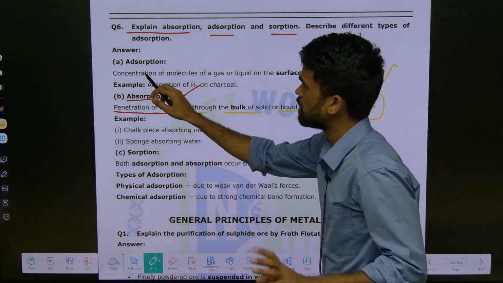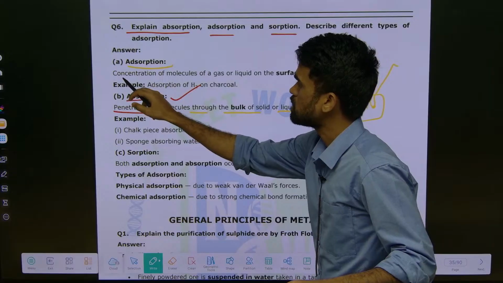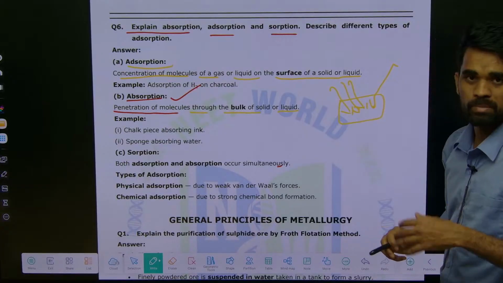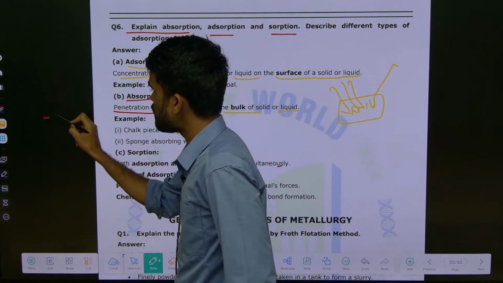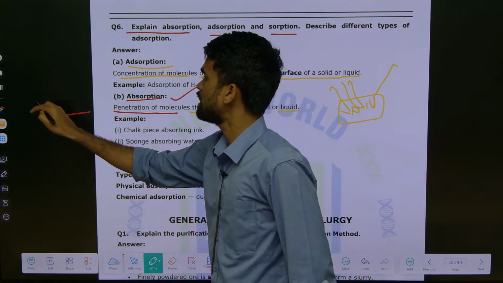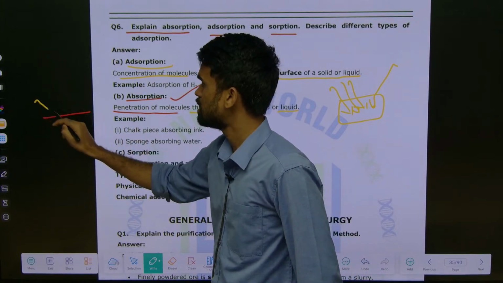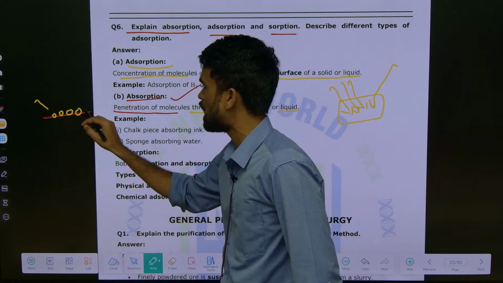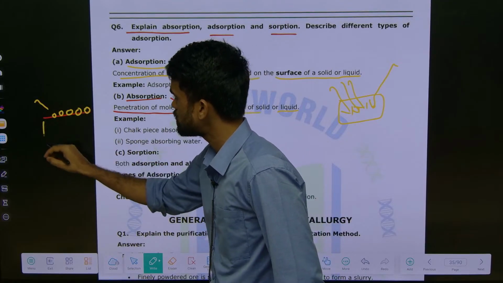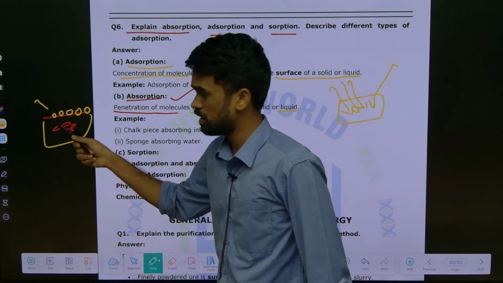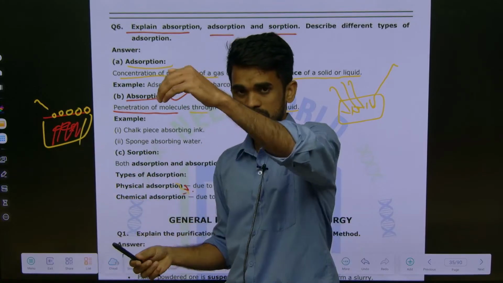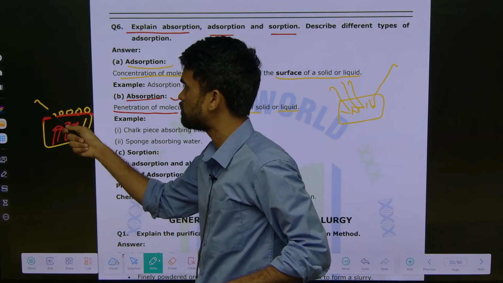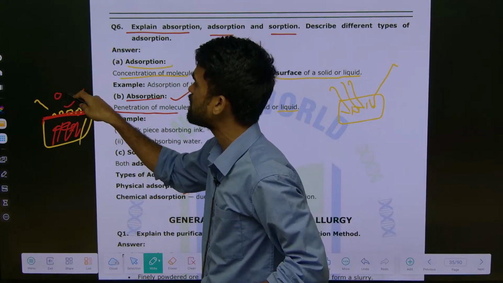Now what do we mean by adsorption? The concentration of molecules of a gas or liquid on the surface of a solid or liquid. For example, here I have a platinum surface. If I send any gaseous substance, it will be concentrated only on the surface of this platinum metal. It won't enter inside the bulk matter. It is present only at the top, at the surface of the platinum metal. So this process is called adsorption.